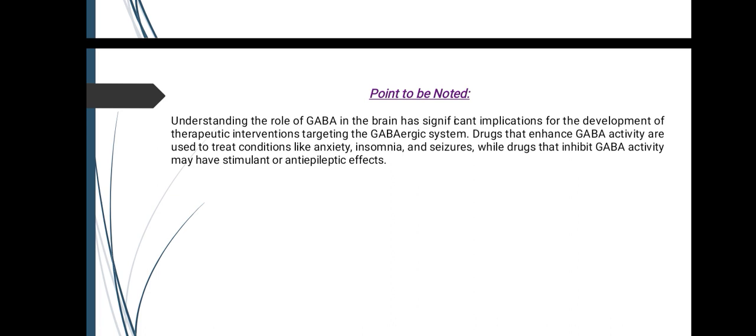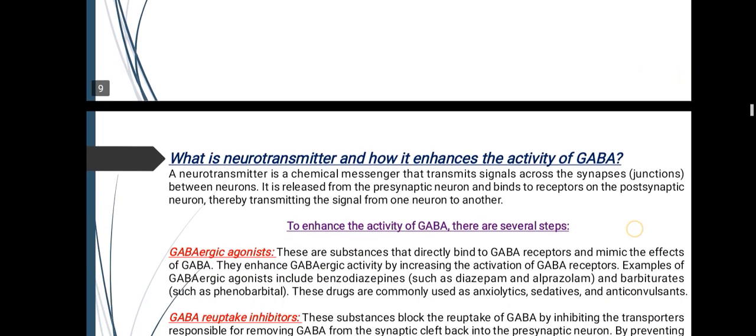Point to be noted: understanding the role of GABA in the brain has significant implications for the development of therapeutic interventions targeting the GABAergic system. Drugs that enhance GABA activity are used to treat conditions like anxiety, insomnia, and seizures, while drugs that inhibit GABA activity may have a stimulant or proconvulsant effect.